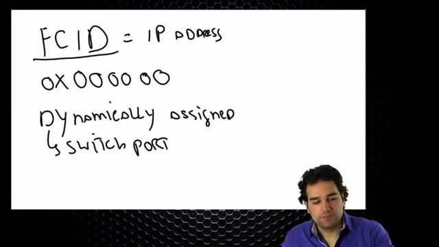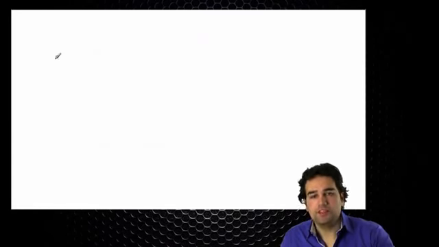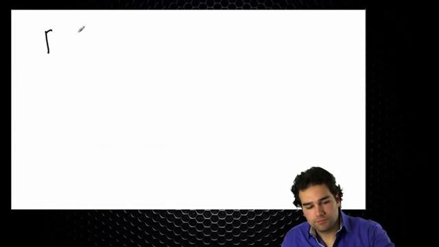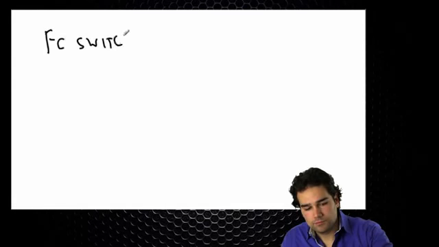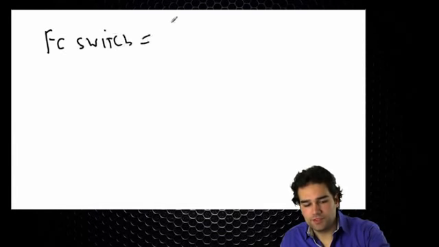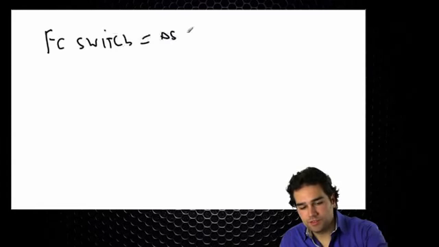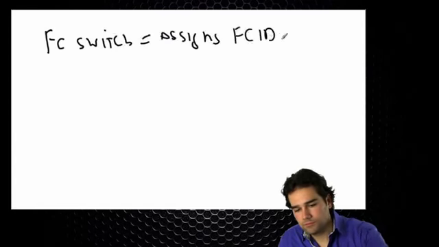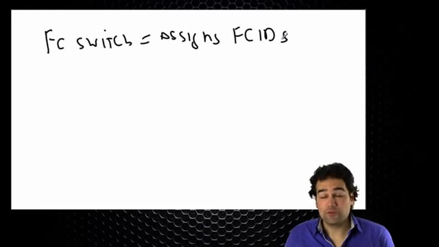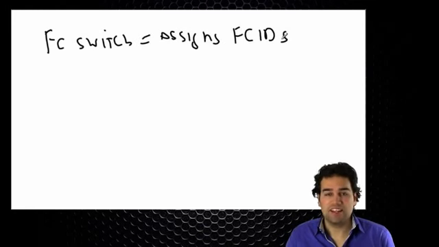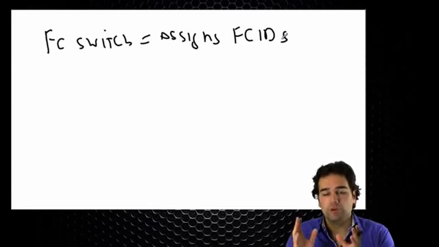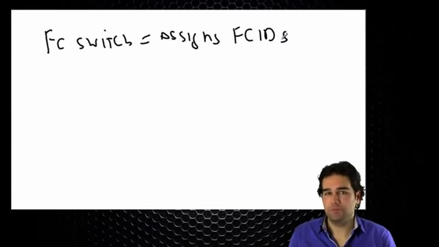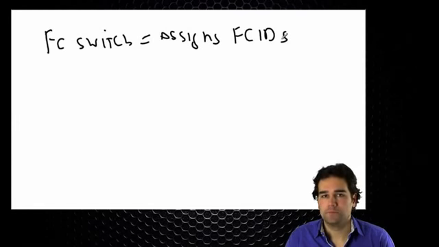What that means is every Fibre Channel switch hands out addresses, so it assigns addresses. Meaning every Fibre Channel switch is kind of like a DHCP server. It's not DHCP, it's totally different, but it's comparable to a DHCP server. It will assign FCIDs.